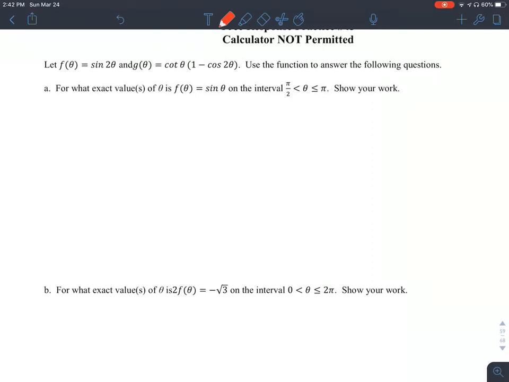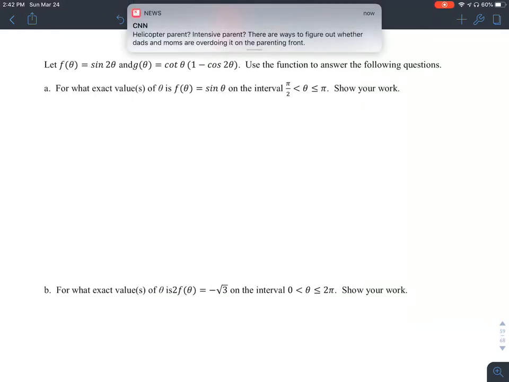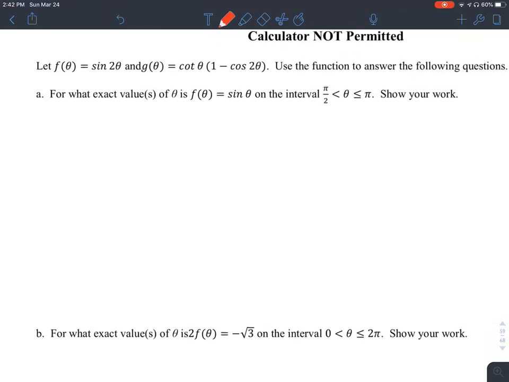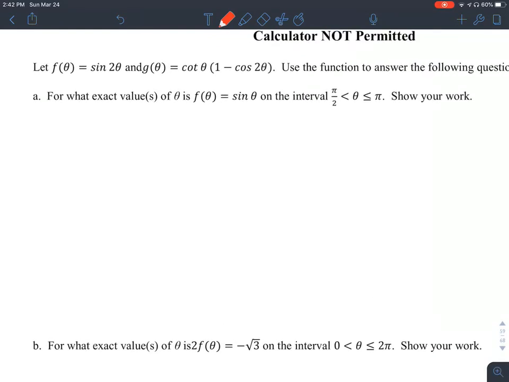Part A: For what exact values of theta is f of theta equal to sine of theta, on the interval from pi over 2 to pi, that's in quadrant 2? Show your work. So it's asking, when is sine of 2 theta equivalent to sine of theta? Sine of 2 theta is the double angle identity, 2 sine of theta cosine of theta.